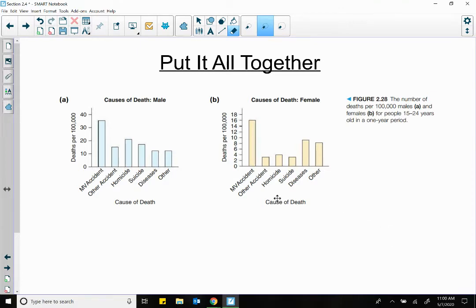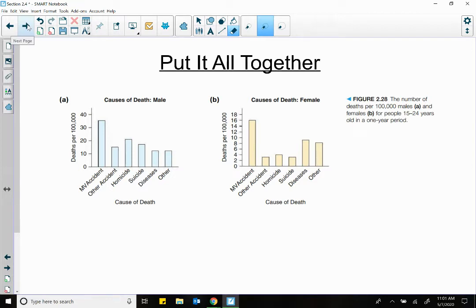Okay. So hopefully in this, you see some things that MV stands for motor vehicle accident. Okay. So this bar right here and the bar right over here in female and male, both of them have relatively the same mode. They're both motor vehicle accidents. Okay. Hopefully you said that both of these have lots of variability because they have bars in every category. So there's a lot of variability here, and there's a lot of variability here.